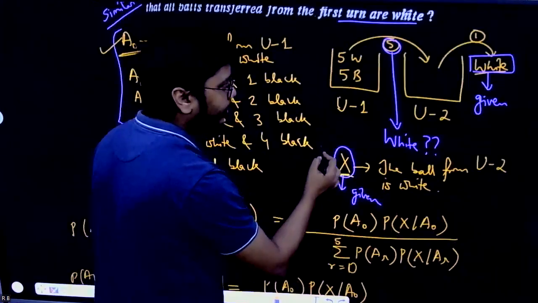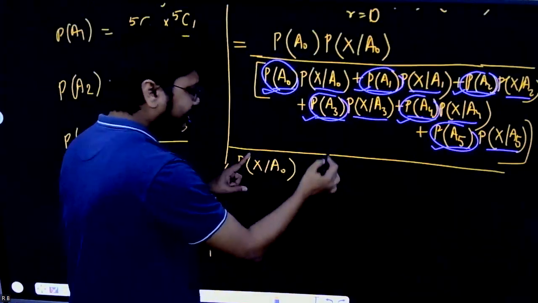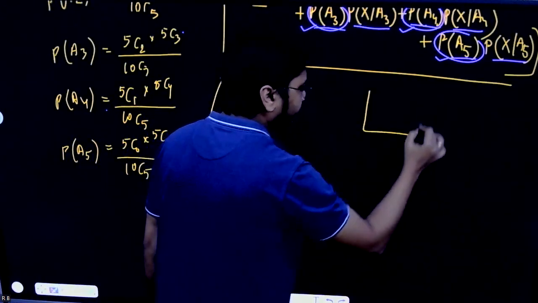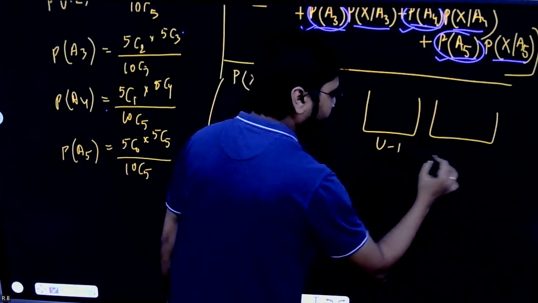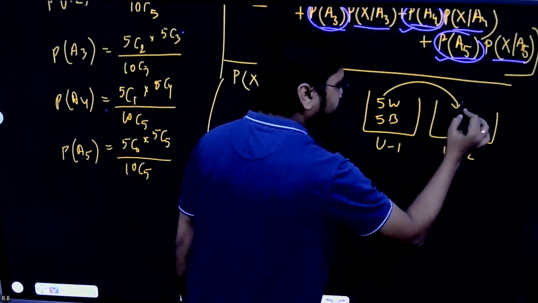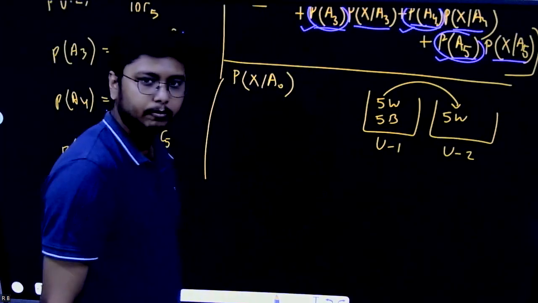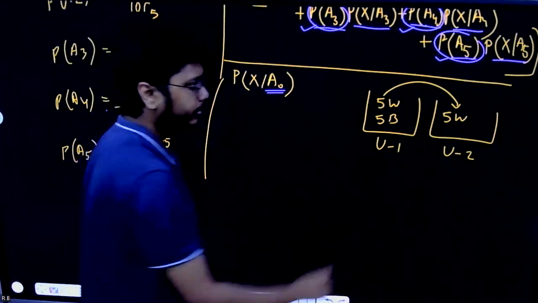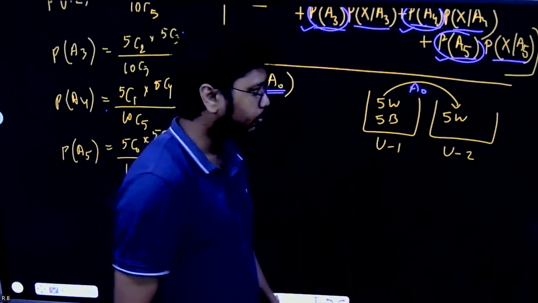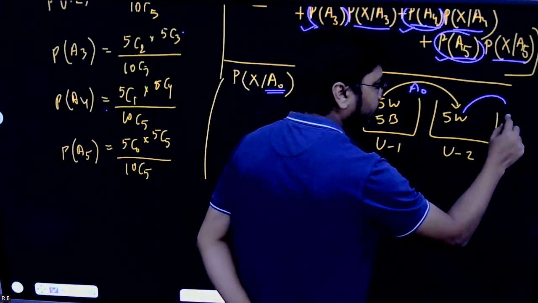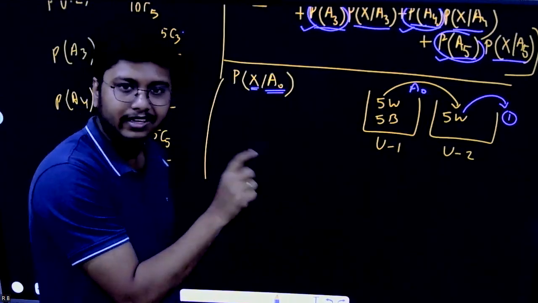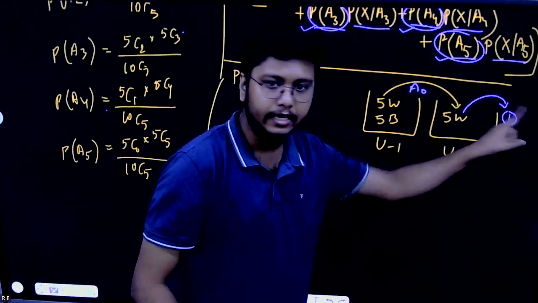So I'm just going to elaborately explain to you this particular one. The rest of the things you can do on your own. See, if from urn number 1 to urn number 2, I have 5 white and 5 black. If I transfer all the 5 white balls into urn number 2, because A0 is my given event. Okay, so if A0 event is happening, that means I have transferred all the 5 white balls. Now the question is, from here I want to select one ball and I want that to be capital X event. That means I want that to be a white ball when I am picking it from the second urn.